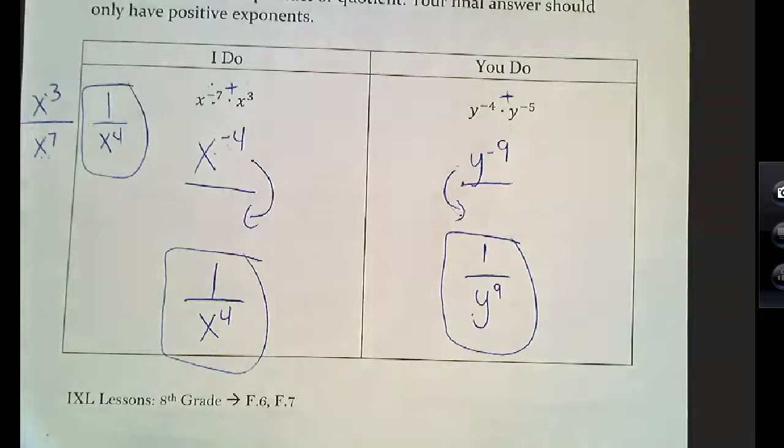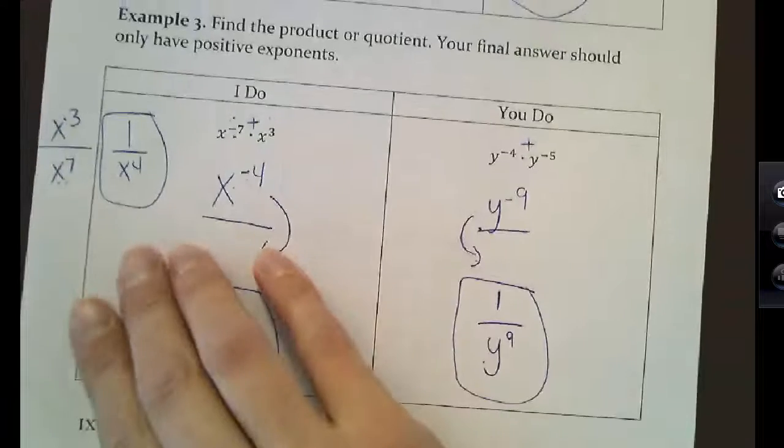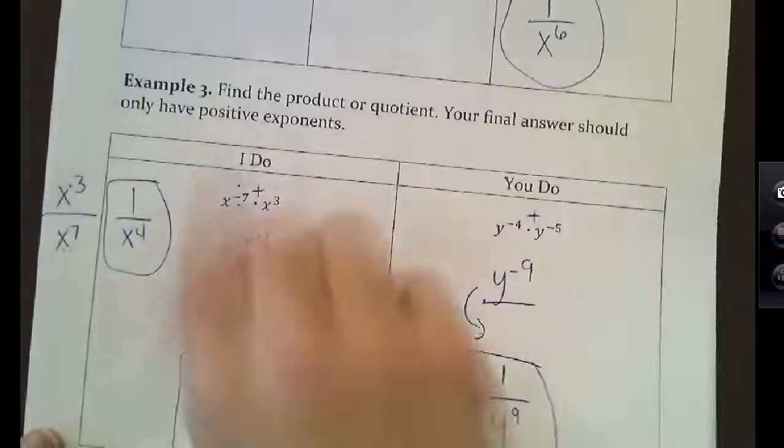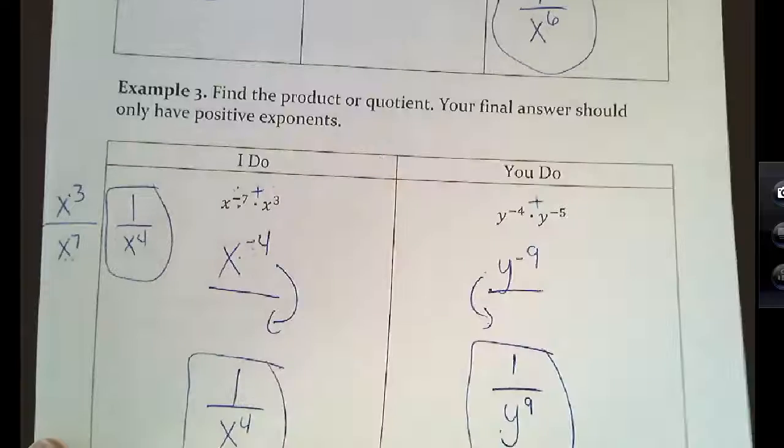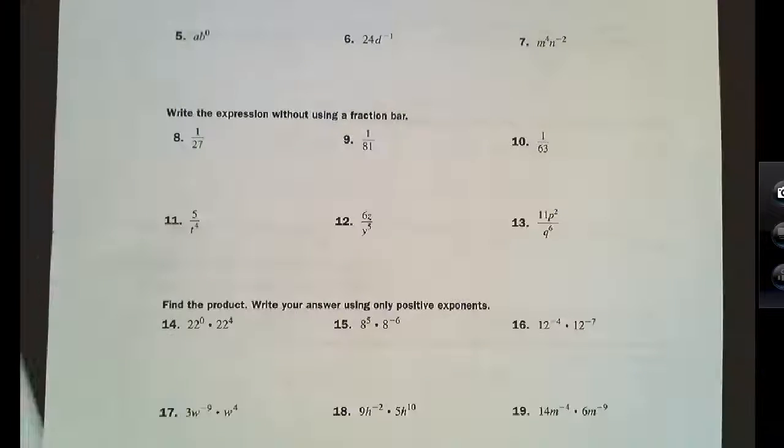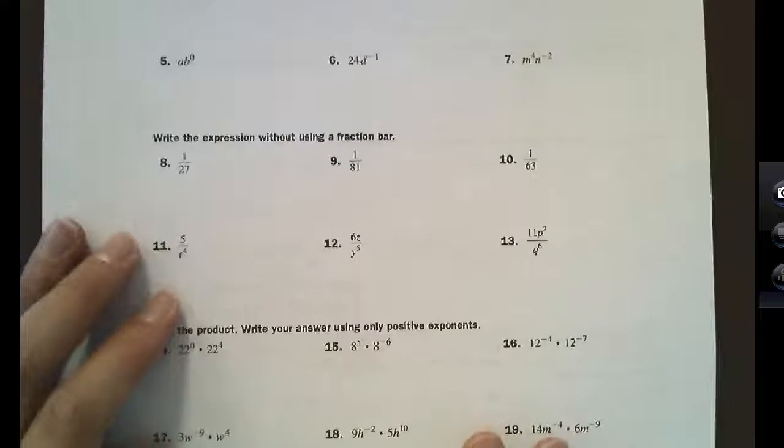Very good. Nice job. How many of you actually had that right, but you were too shy to share? Good. Awesome. All right. I highly encourage you guys, please make sure you read the directions to see if you're allowed to have positive or negative exponents. IXL does occasionally allow you to have those negatives. Yes, go ahead. Yep, I'm going to give it to you right now.